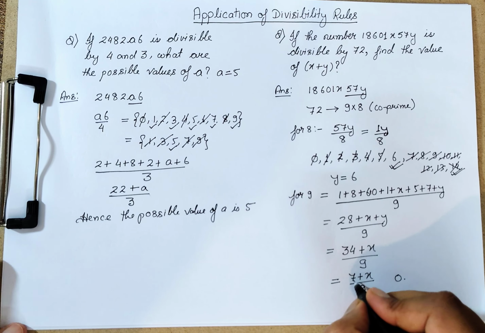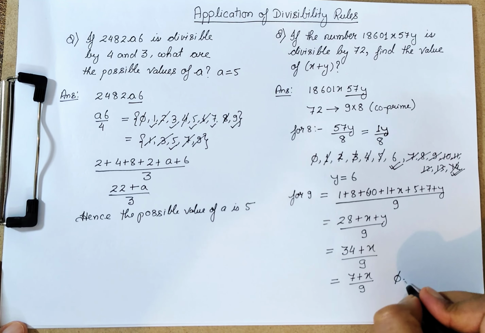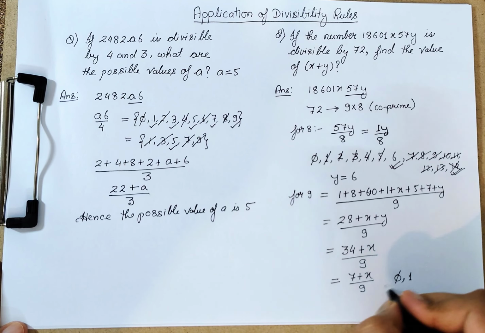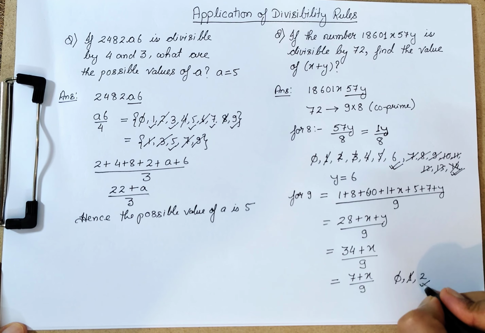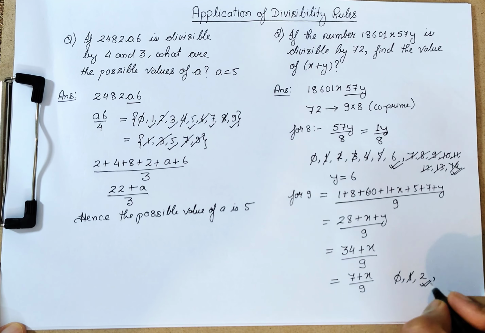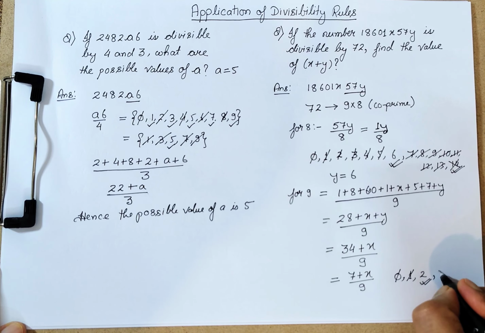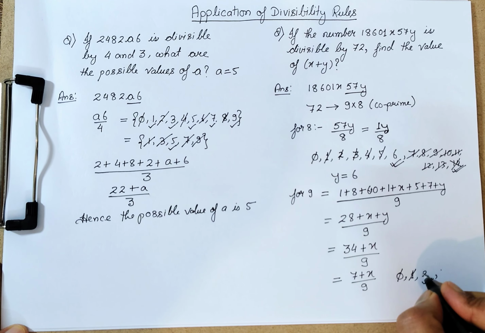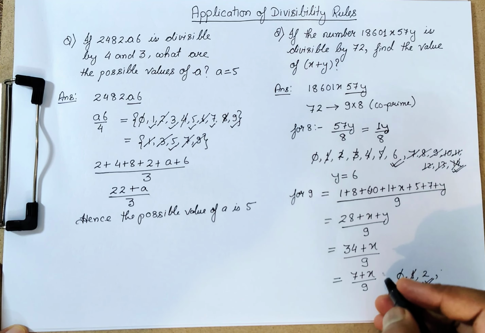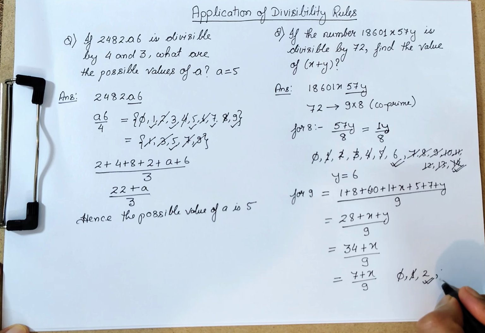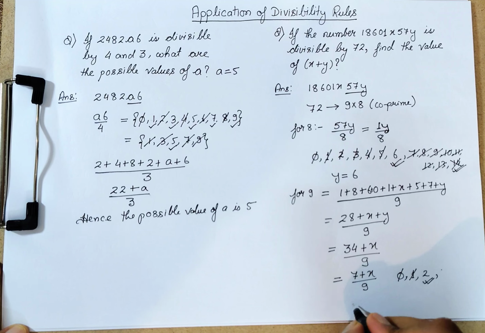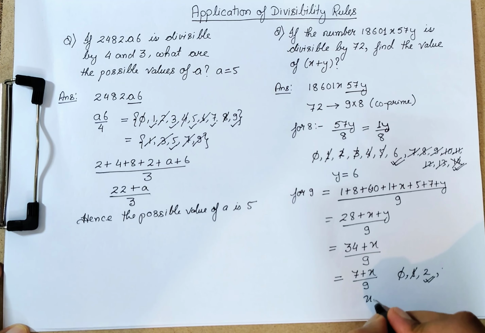Putting 0 will make it 7 by 9, so it is ruled out. 1 will make it 8 by 9, so 1 is also ruled out. Putting 2 will make it 9. 9 by 9 is completely divisible, so one of the values is 2. Now next value will be 2 plus 9, 11, which will fulfill the criteria, but x is a single digit. So double digits are already ruled out, and any further single digit is also ruled out. So the value of x is 2.